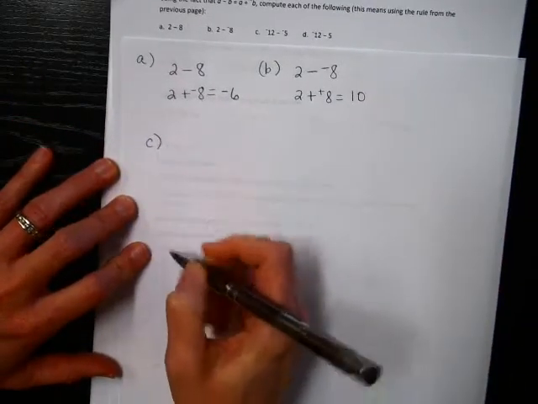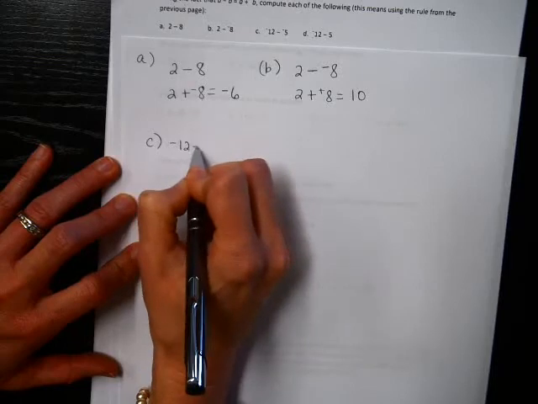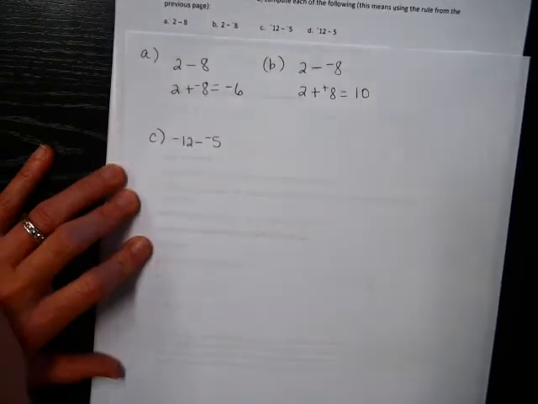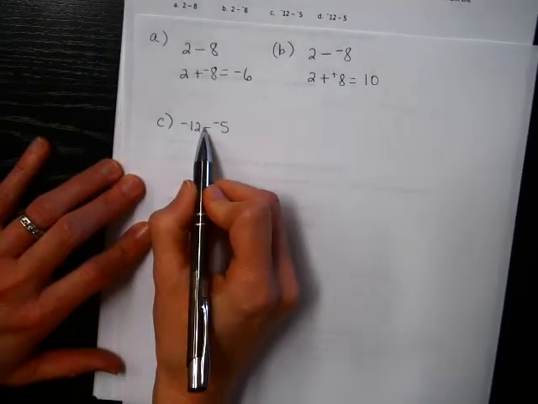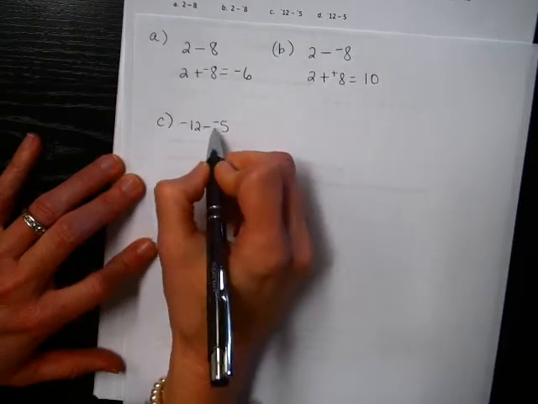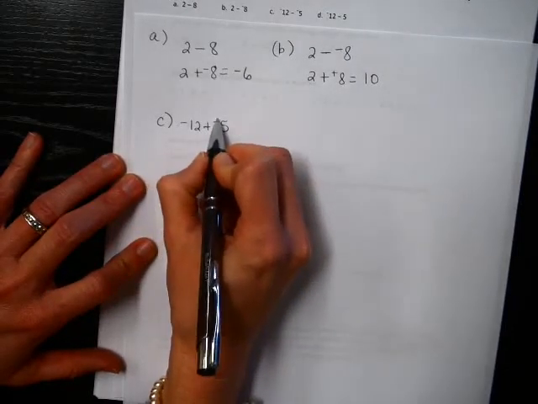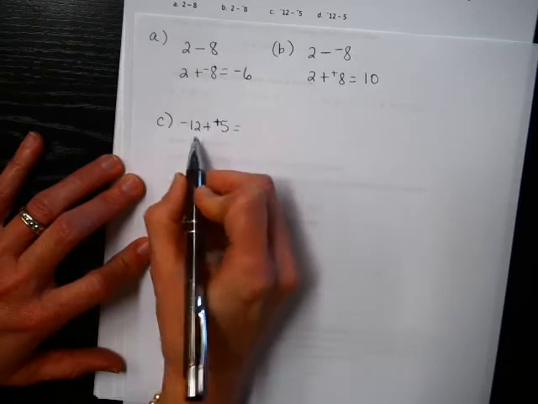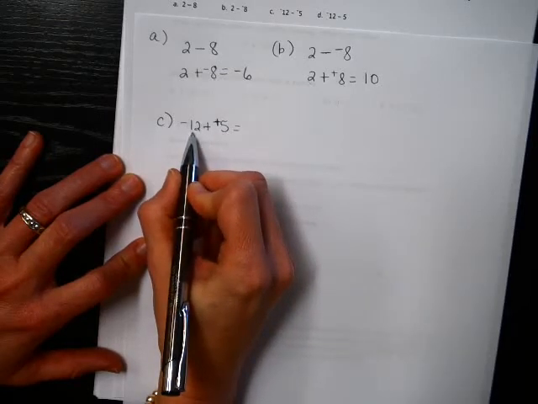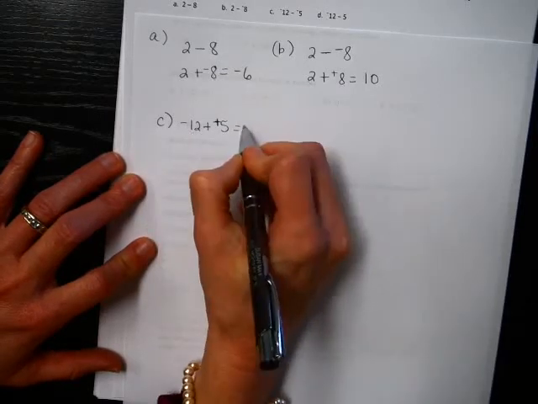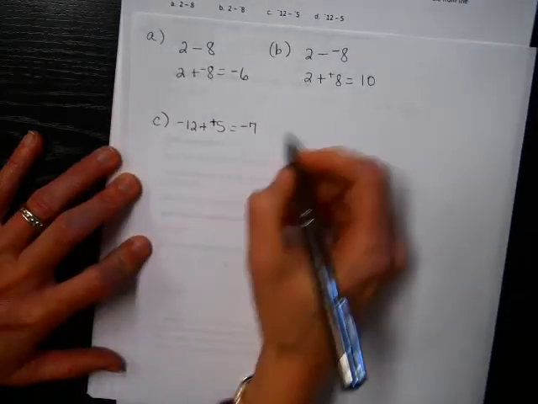Right, moving on to C here, I have negative 12 minus negative 5. So again, I'm going to change my subtraction to addition and the sign of my second number, so that's really plus a positive 5. And so signs are now different, so I subtract and keep the sign of the higher number. I get negative 7 there.